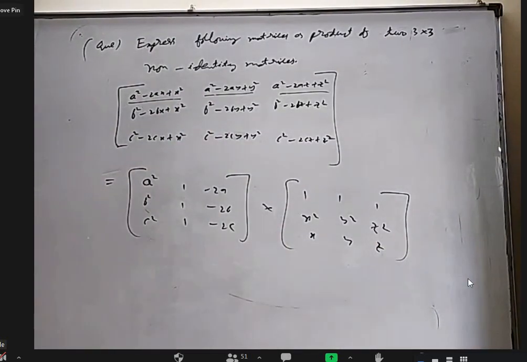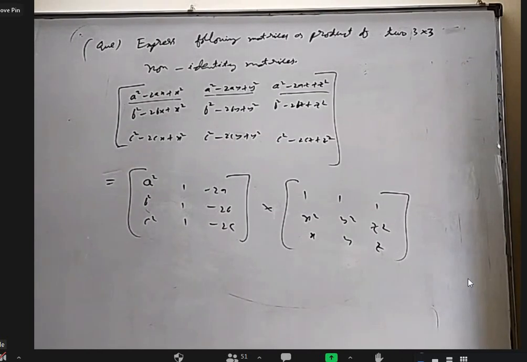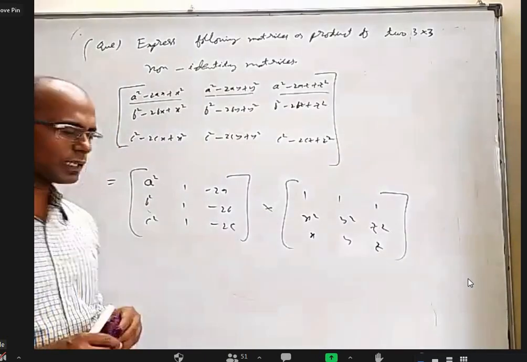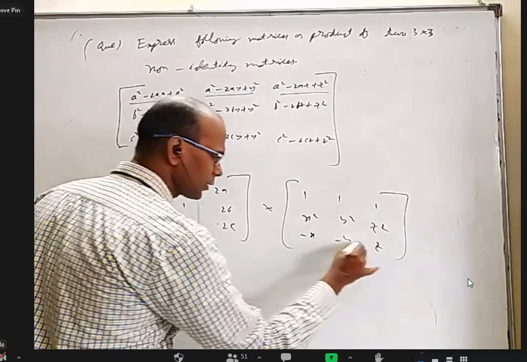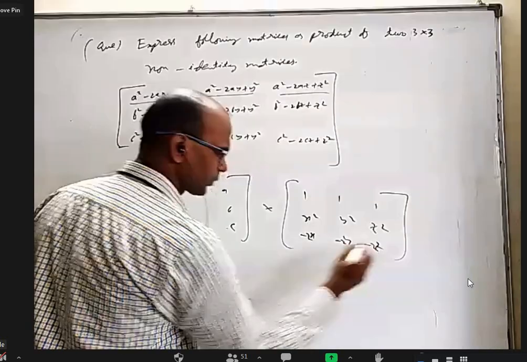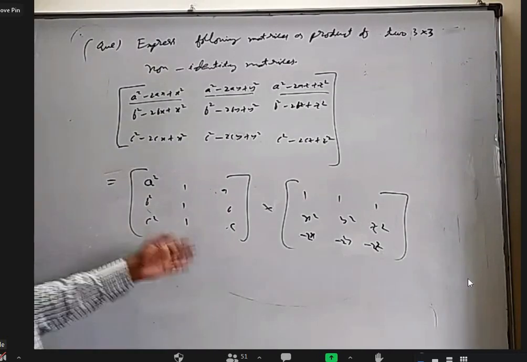Yes, Cooper, you want to tell something? Sir, for the second matrix, for the bottom row, instead of keeping the minus signs in the third column of the first matrix, can we even keep it in the bottom row of the second matrix? Yes, you can. For example, I can remove this minus here, put it here. I can remove this 2 here and put it here also. Is that what you're talking about? Yes, sir. Yeah, it can be done.